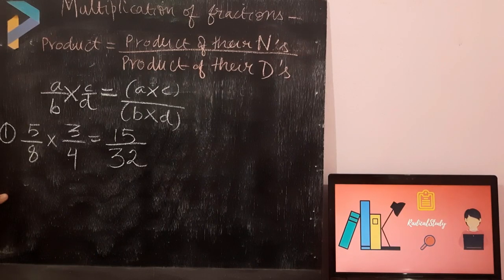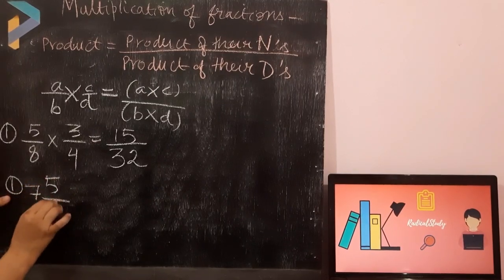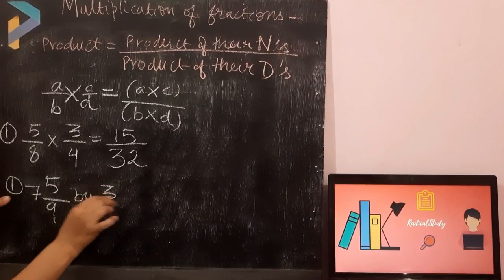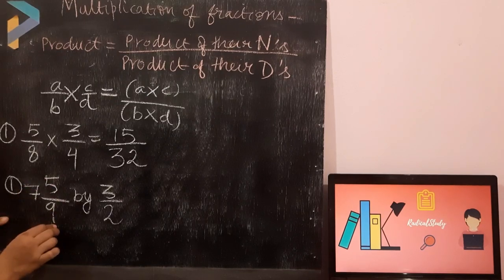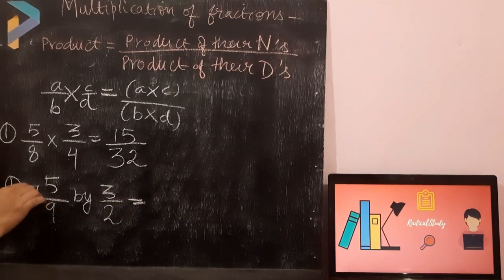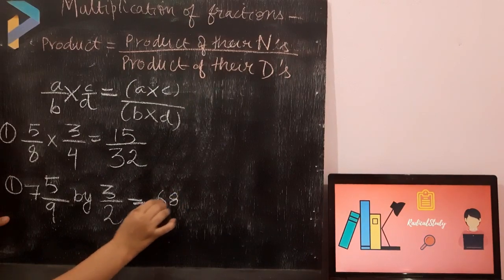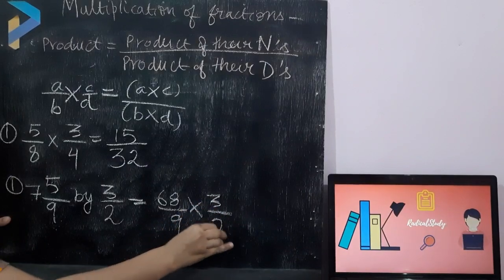Now the next example which I want to take is multiply 9 7 upon... 5 upon 9 by 3 upon 2. So you have to multiply it. 5 upon 9 is a mixed fraction. So the first step will be, I think you all must have remembered by now, the first step is to convert it into improper fraction. 9 7s are 63. 63 plus 5, 68 upon 9 multiplied by 3 upon 2.